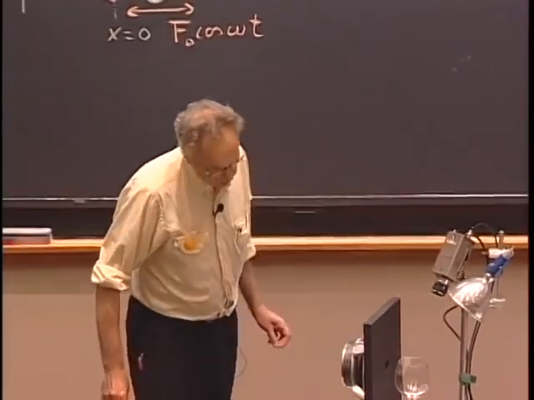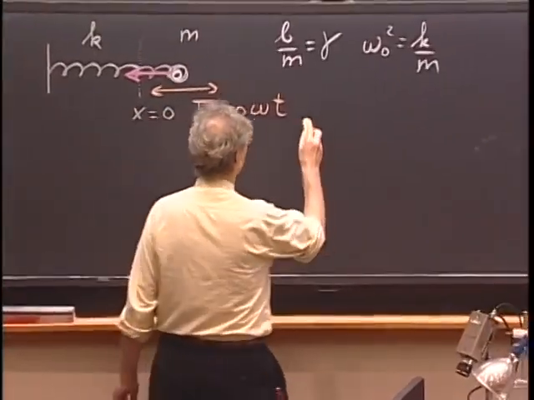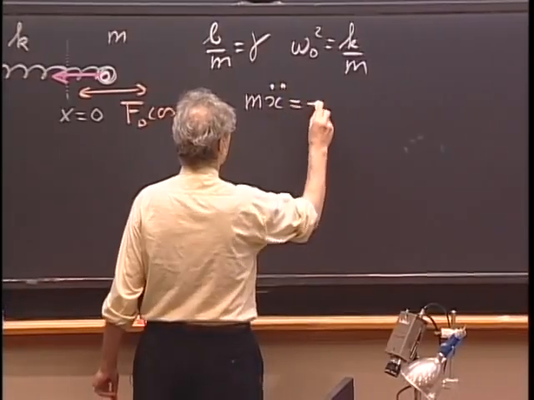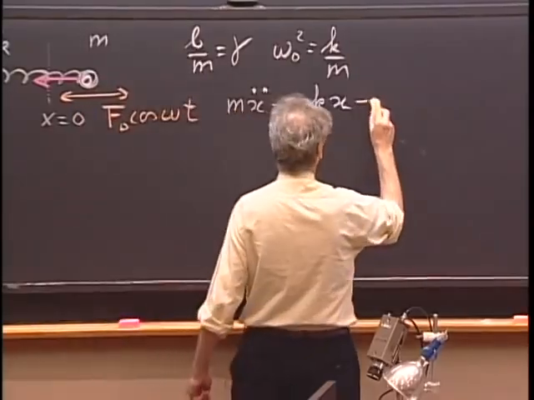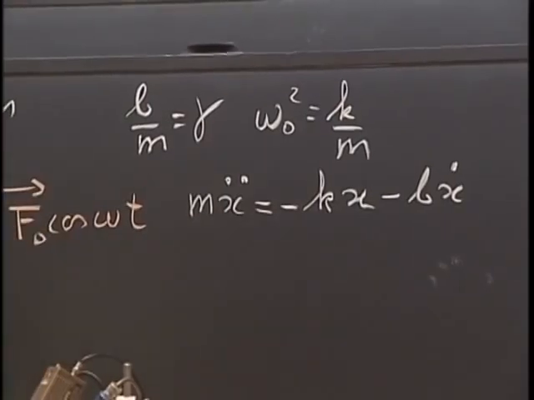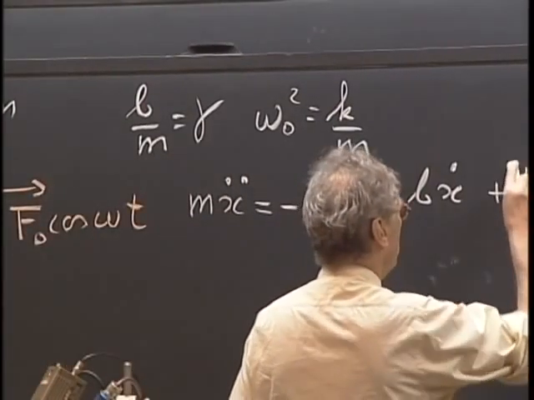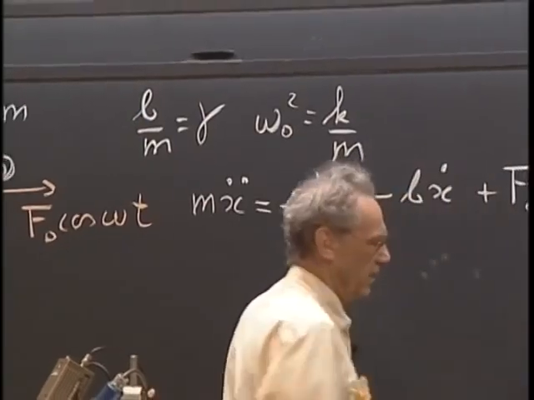So now I can write down the differential equation of motion, Newton's second law: m x double dot equals minus kx, nothing new, that's the spring force, minus b x dot, nothing new, that's the damping. But now comes this external force, F0 cosine omega t.